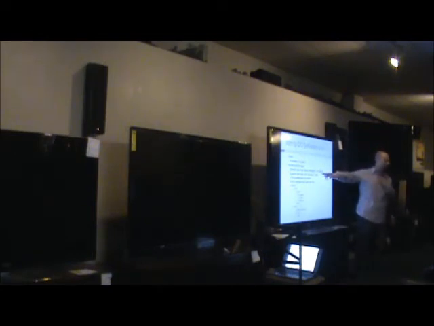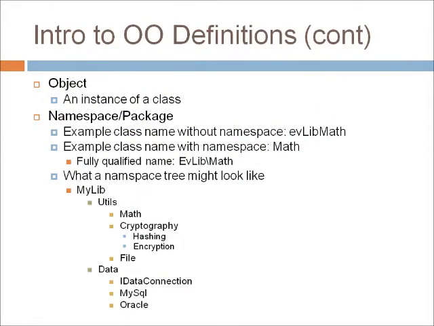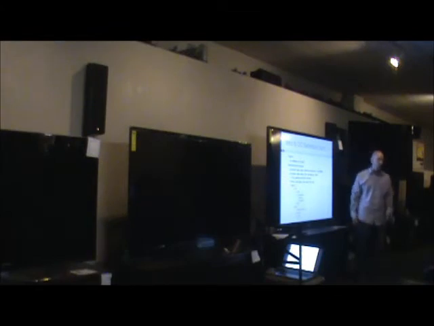I don't want to call my class math because PHP has a math class, and Zend has a math class, and everybody else has a math class. And you're going to get what's called a namespace conflict. So a lot of people will prefix their class names, evlib math, and every single class name is prefixed with evlib.